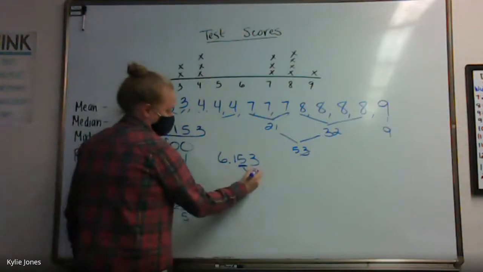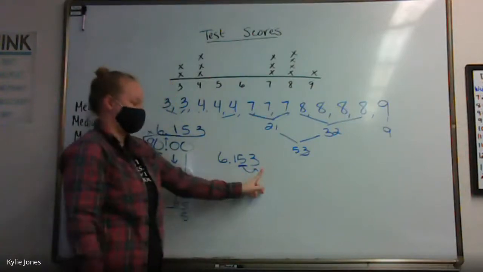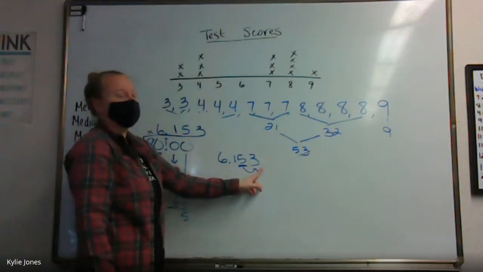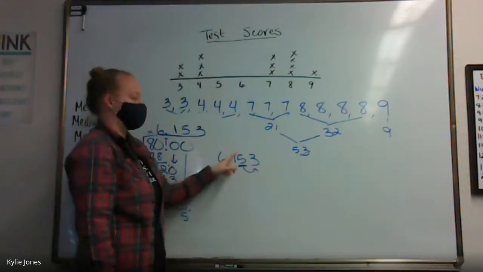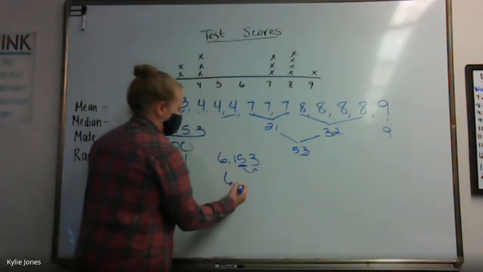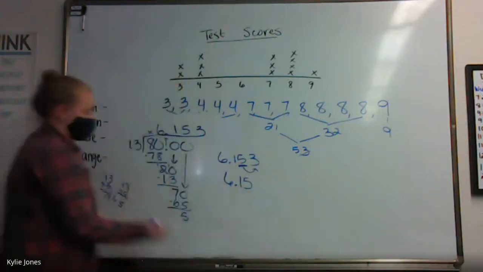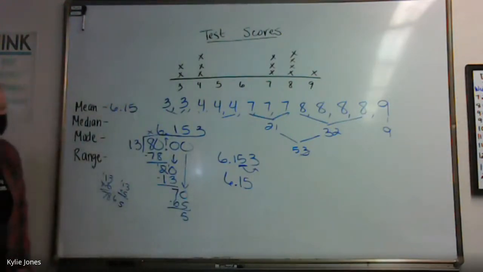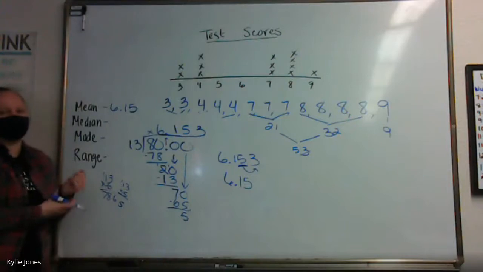Good. We have to look at the number after the place value we're rounding to. This is a 3. It's below 4. So what happens to this number here? Stays the same. So this is just 6.15. Okay, just a little refresher on rounding.